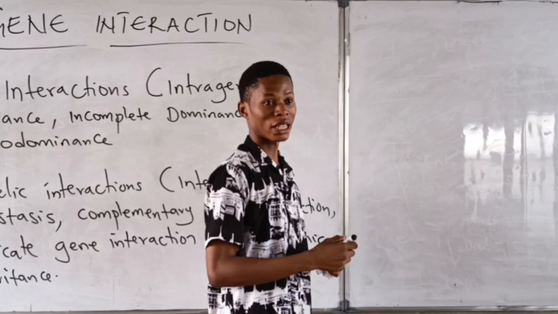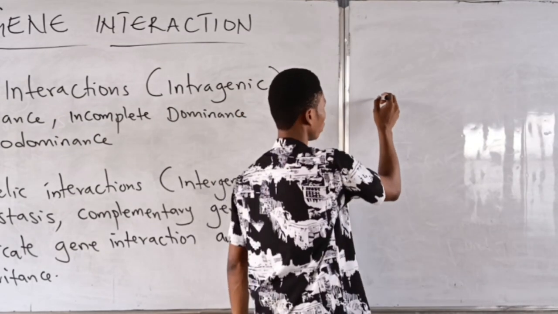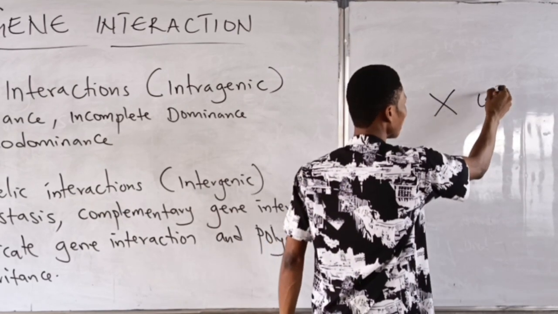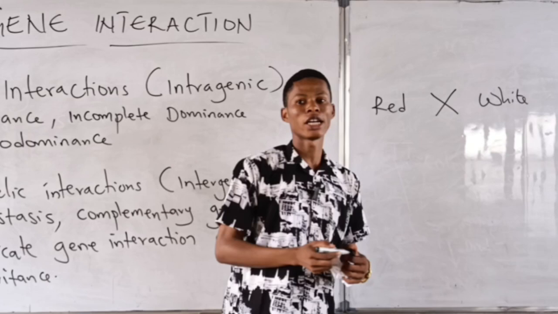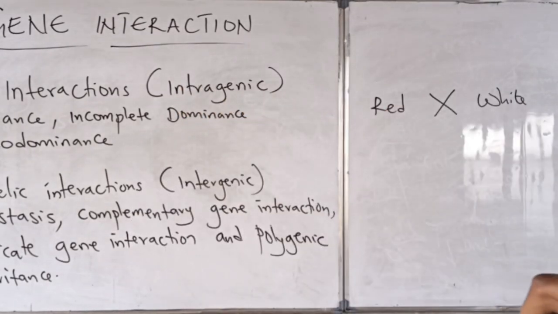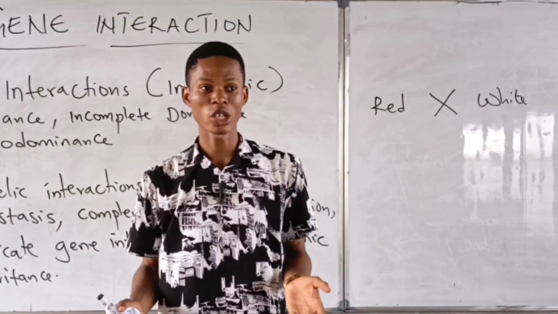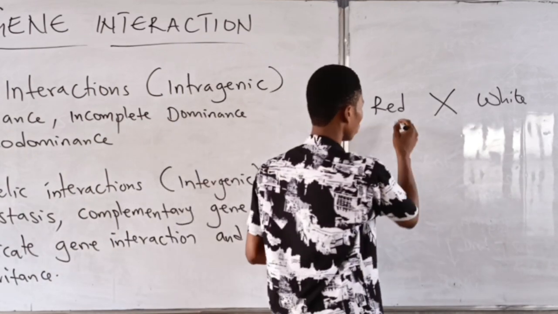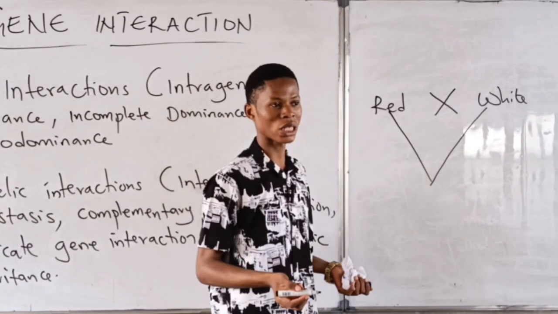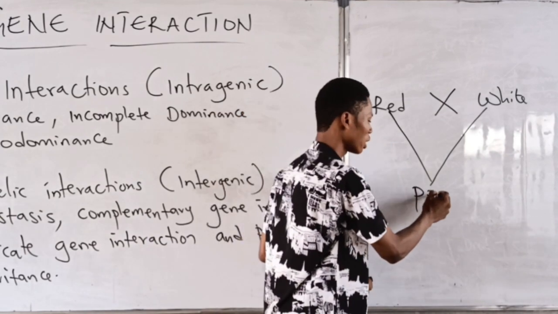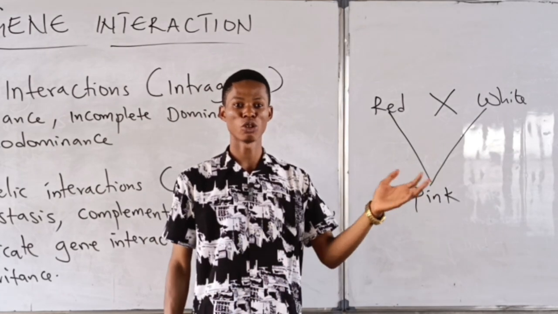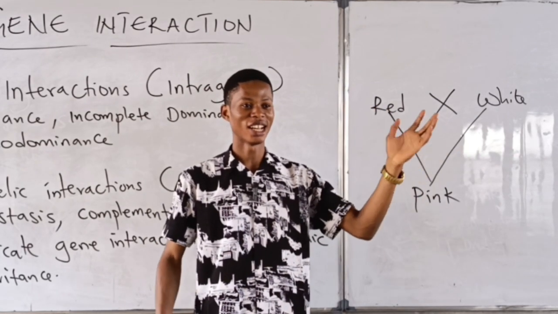Let's take the snapdragon, a flower. You take a red snapdragon and cross it with a white snapdragon. Normally, the offspring are supposed to be either red or white, looking like their parents, is it not? But after crossing, instead of having red or white snapdragon, you now have a pink snapdragon. The human beings start accusing the mother, and the mother went for a win match.